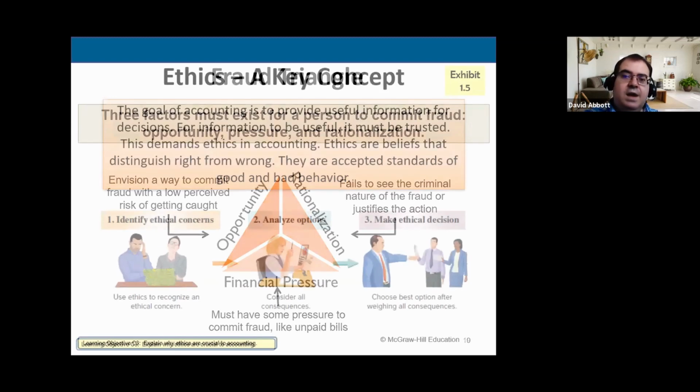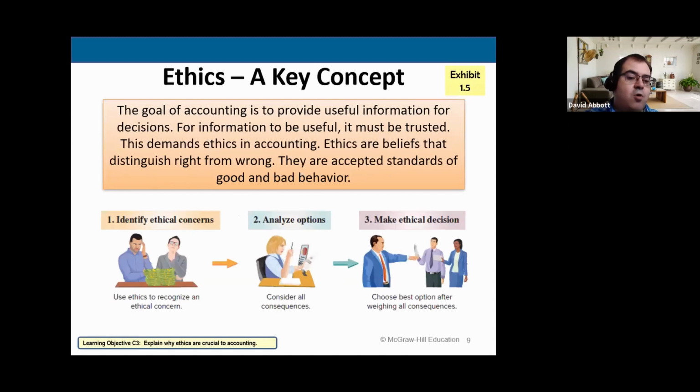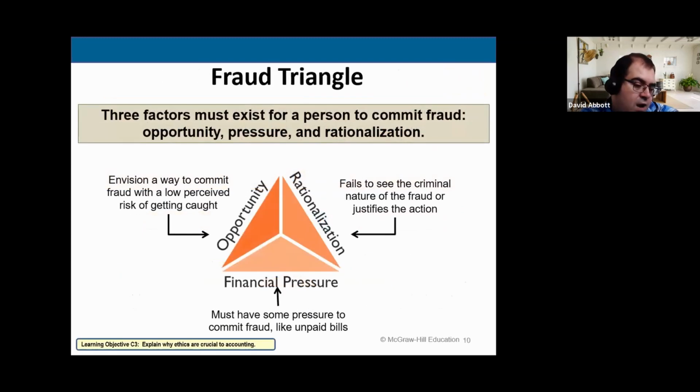And so you're going to have ethical, moral things. I mean, we experience that every day in our life, if we're going to take something or we're going to do something. In business, it's a little bit different types of things that take place. One of the things that we talk about is the fraud triangle. Three factors have to exist for a person to commit fraud: opportunity, pressure, and rationalization. And so this is why it's important.